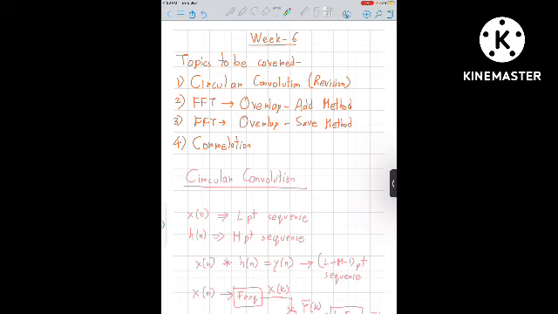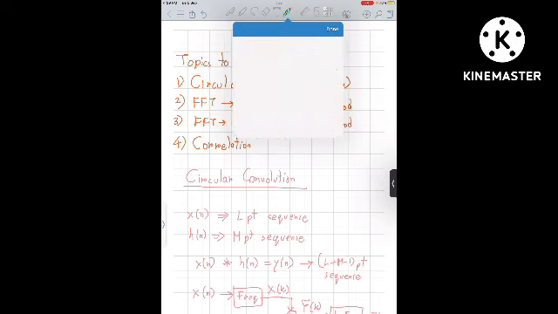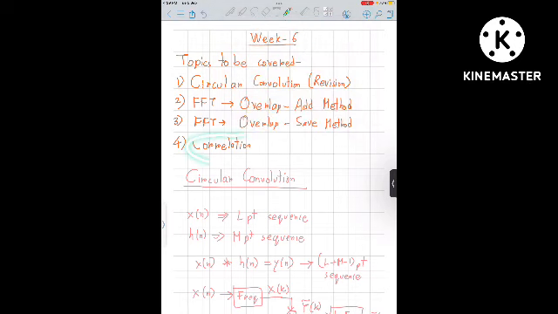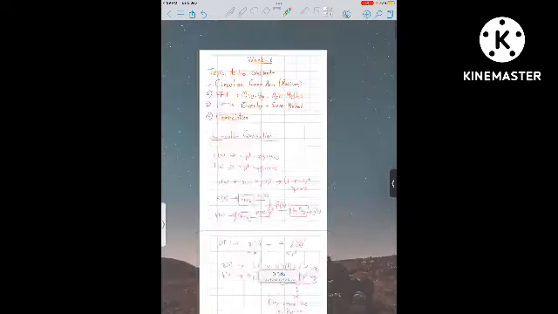Today we are in week 6 and we shall be covering the following topics: circular convolution, with a brief revision, then FFT using the overlap add method, then FFT using the overlap save method, and finally we shall end the talk with the correlation between two signals and a signal with itself, and some brief practice questions. Today's session will be quite short because of the lesser amount of material covered in this week's lecture.